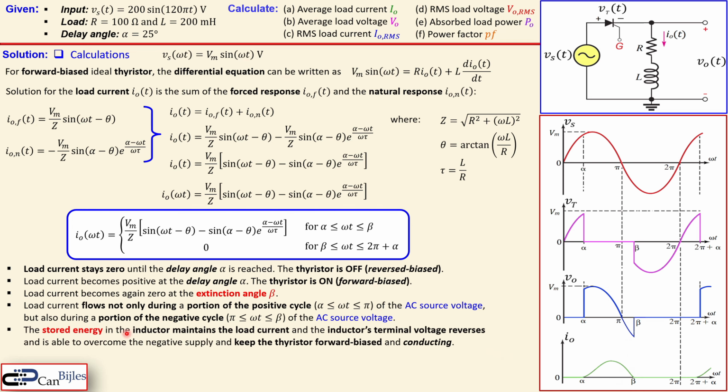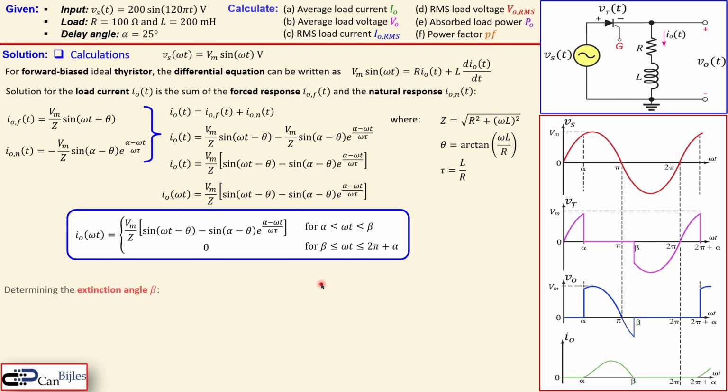The reason for this is that the stored energy in the inductor maintains the load current, and the inductor terminals will be reversed such that the current will be flowing in the same direction as before. And then the thyristor will also be kept forward biased and conducting. This is similar to the situation where you have a diode here and again a load. The same situation will happen here. It doesn't start at alpha, but at 0.